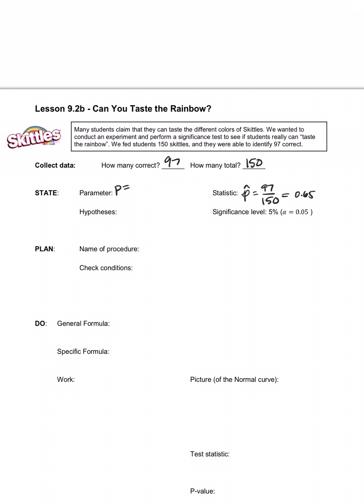P equals what? The true proportion of correct guesses of Skittles. The true proportion of correct guesses of Skittles. All right. Now, significance level is given to us at 0.05.